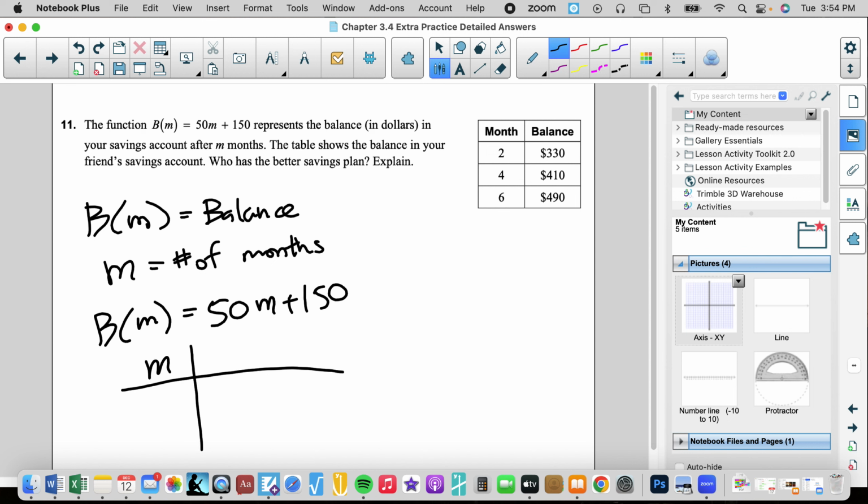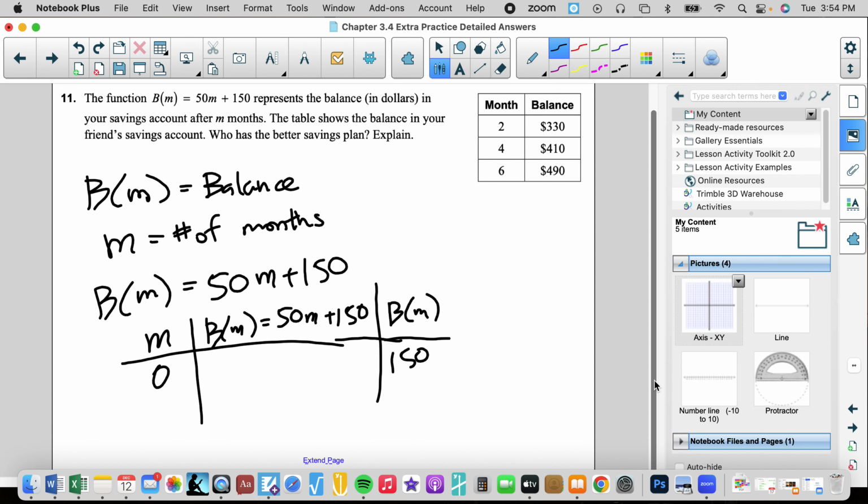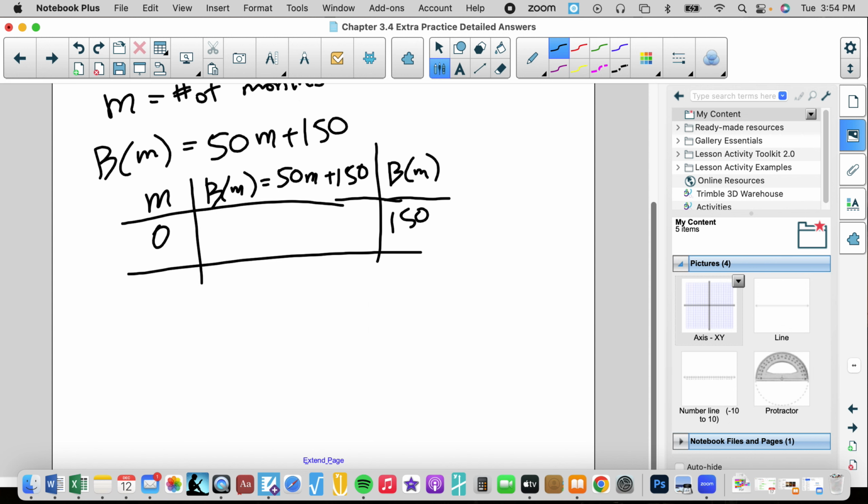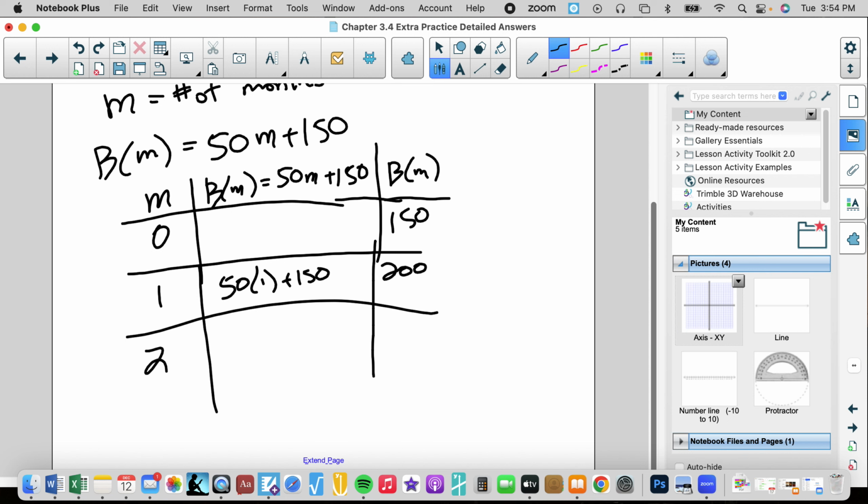So we're going to input m. We're going to use this function, and we're going to produce the balance, b of m. So if we plug in 0, we get 150. Hopefully I don't have to show you why that would be the case. After 1 month, we would get 50 times 1 plus 150, which is 200. 2 months. Notice I didn't go negative. Why didn't I go negative? Because you can't have negative months. 50 times 2 plus 150, which is 250.